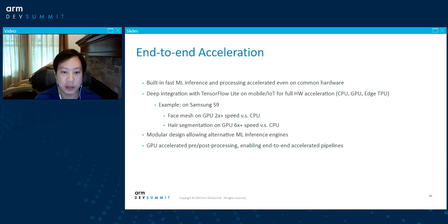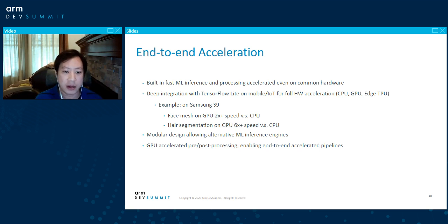To give a data point, for instance, on Samsung S9, with a face mesh model we developed, with GPU acceleration, it runs 2 times faster than on CPU. And similarly, with a hair segmentation model we have, GPU accelerated inference runs 6 times faster than on CPU.